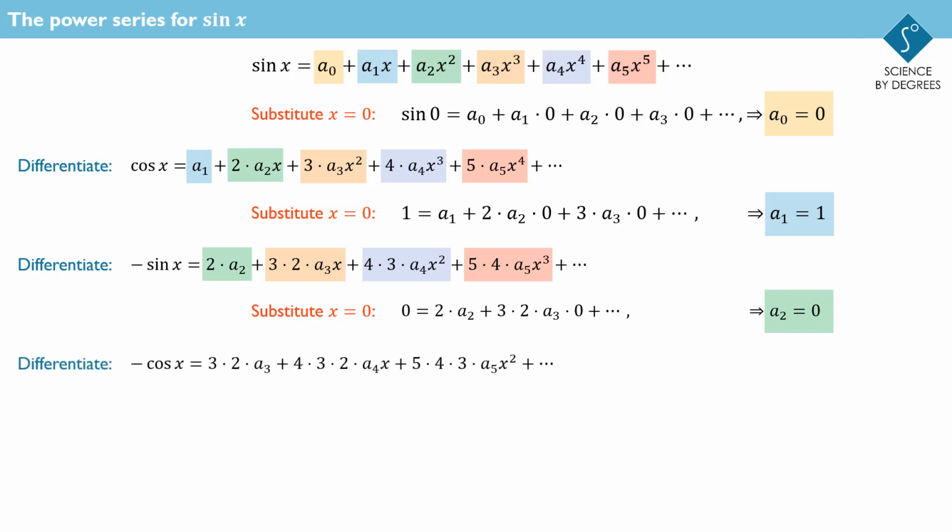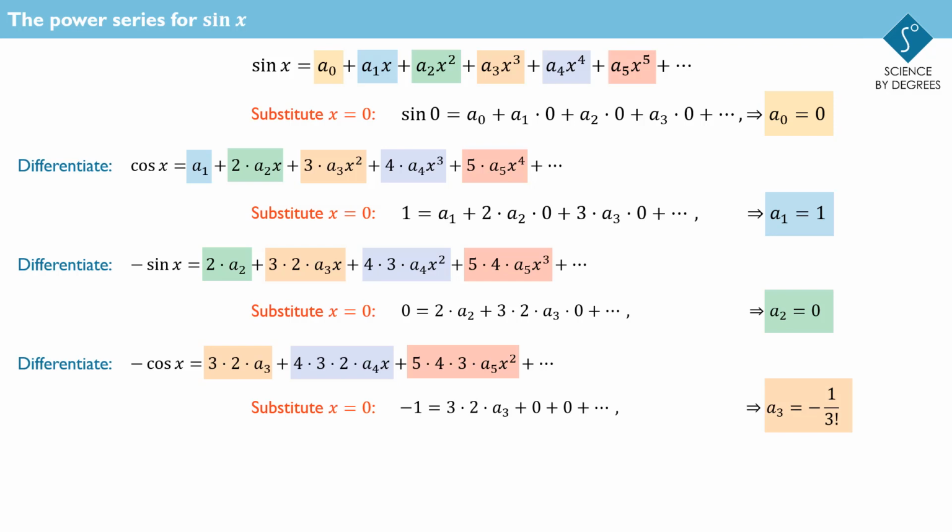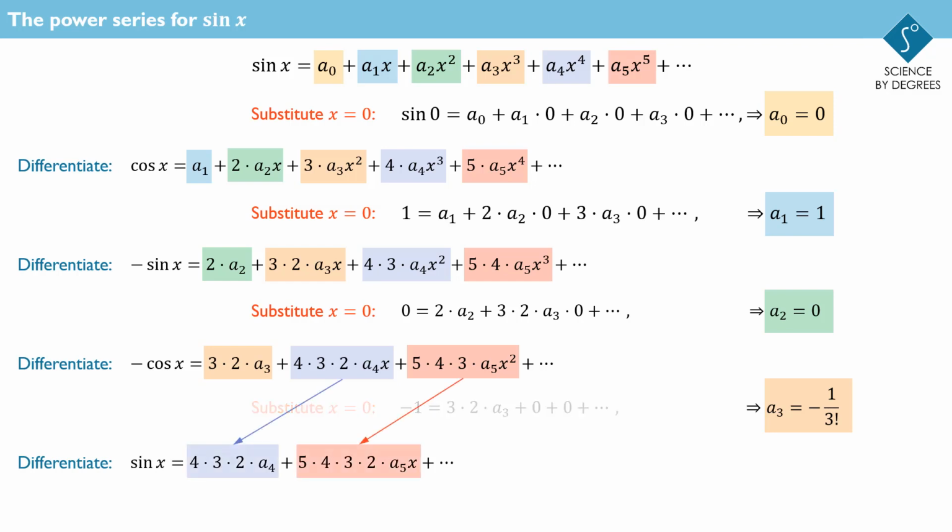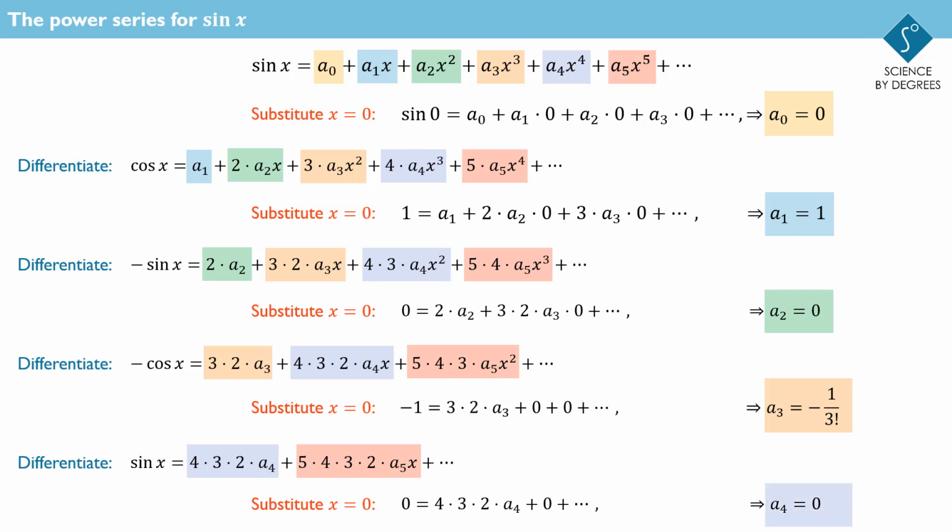Differentiate again, minus sin x becomes minus cos x. And substitute x equals 0. This time, the 3 times 2a3 is the only term to survive setting x to 0. Differentiate. And substitute. 4 times 3 times 2a4 survives. And sine of 0 equals 0. So a4 equals 0.